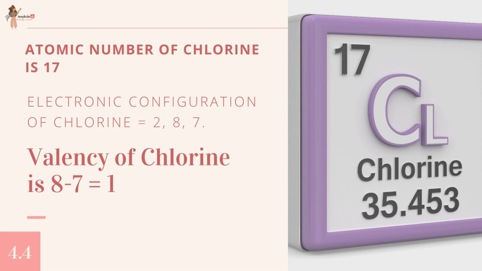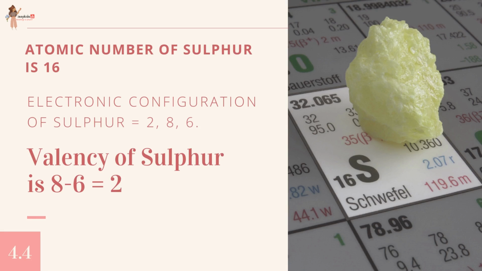Let's find the valency of chlorine. Atomic number of chlorine is 17. Therefore, the configuration would be 2, 8 and 7. Now it is easier for chlorine to gain 1 electron instead of losing 7. Therefore, the valency of chlorine would be 8 minus 7, which is 1.